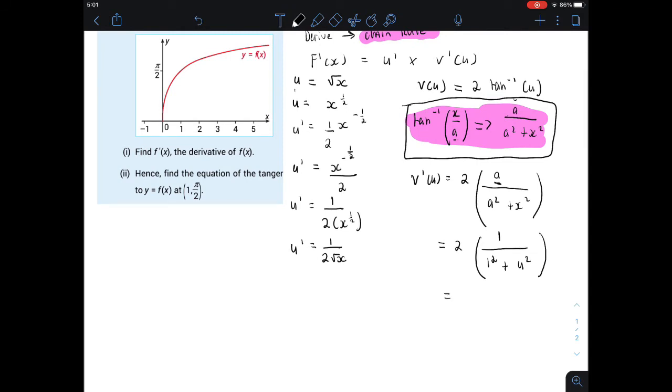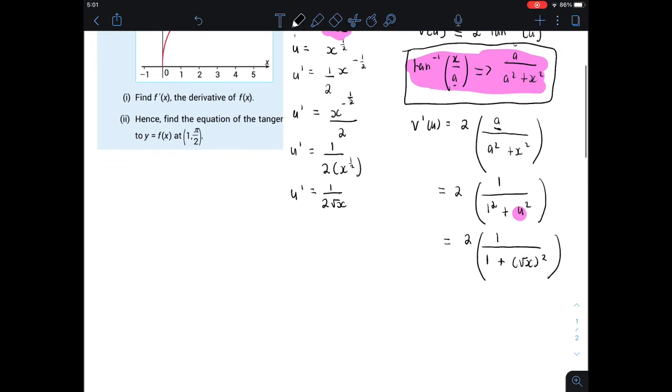This is the same as 2 times 1 over 1. 1 times 1 gives you 1. Plus, instead of writing u, substitute back in what u is. So u was root x, that gives us root x squared. Okay, and from here we're going to multiply our fraction by 2, so that means you're multiplying top by top and bottom by bottom. So it's 2 times 1, which gives you 2, all over 1 plus square root of x squared gives you x.